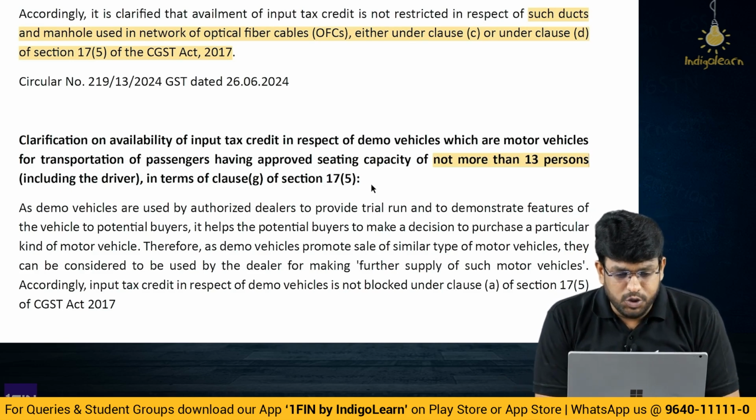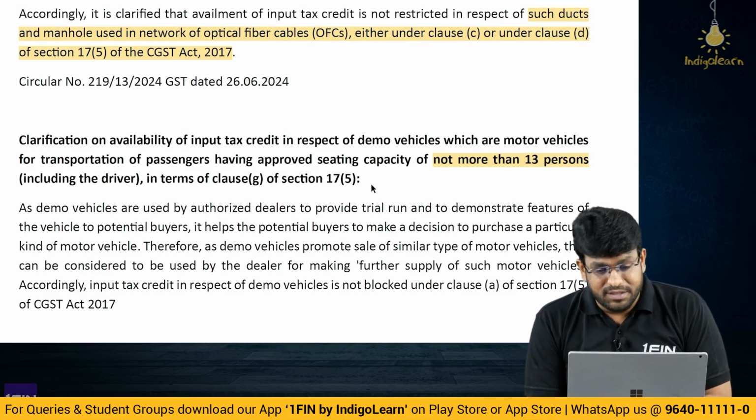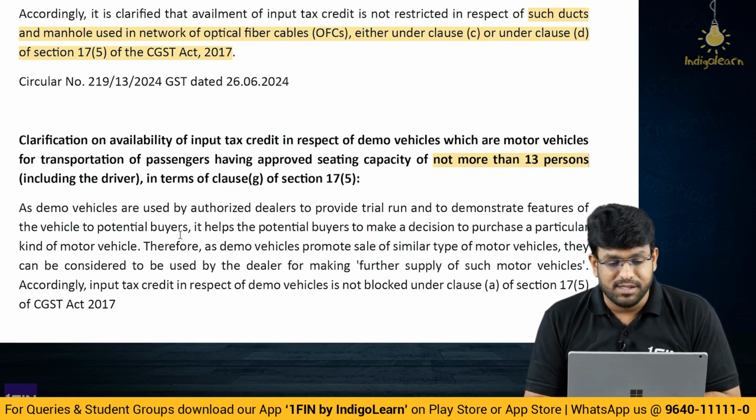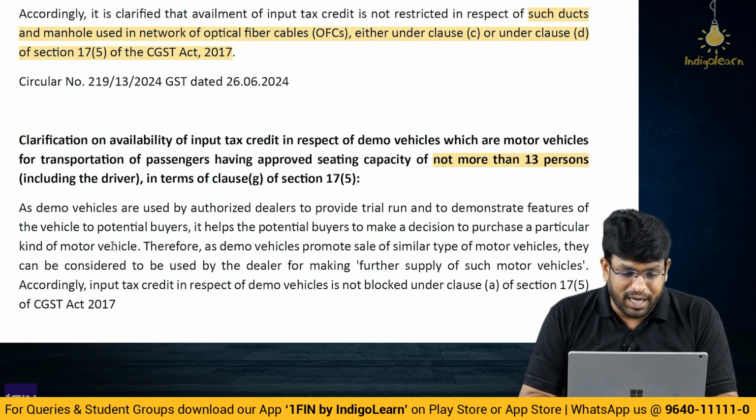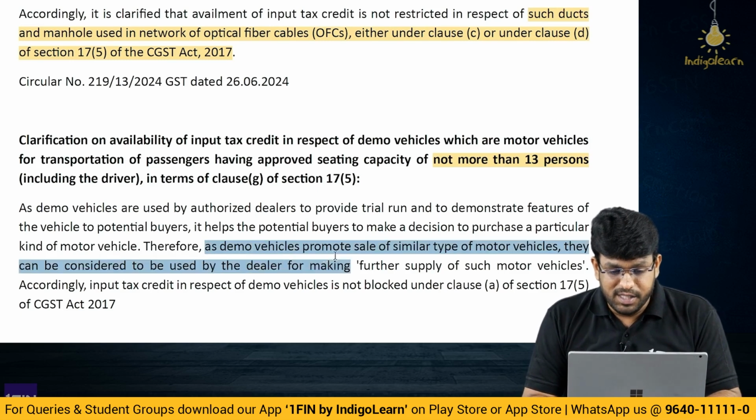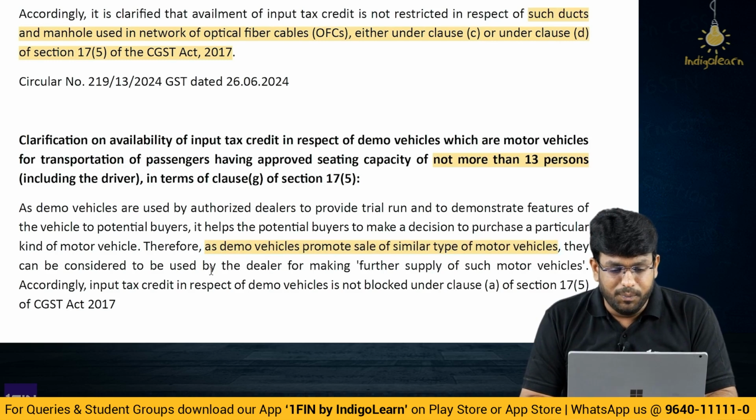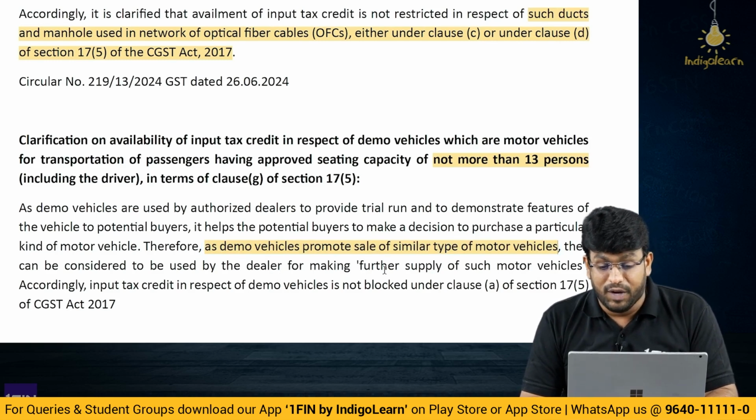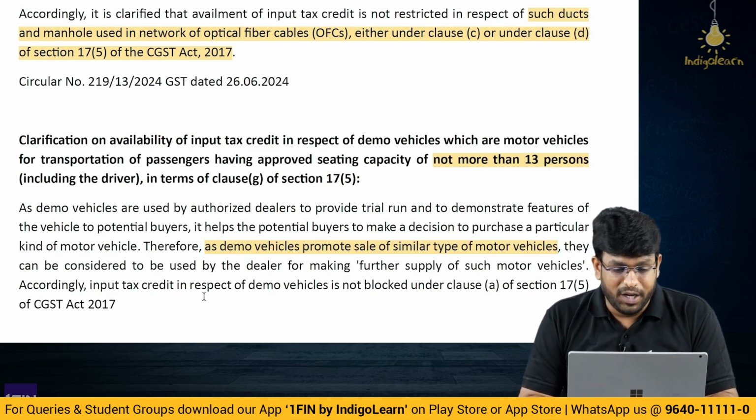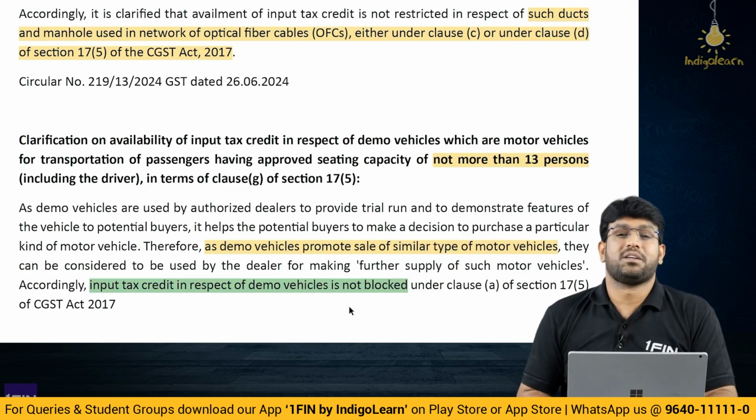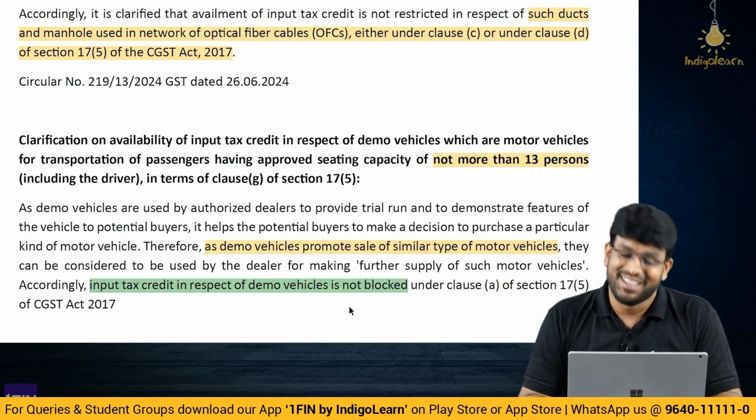As demo vehicles are used by authorized dealers to provide trial run and to demonstrate features of the vehicle to potential buyers. It helps the potential buyers to make a decision to purchase a particular kind of motor vehicle. Therefore, these demo vehicles promote sale of similar type of vehicles. They can be considered to be used by the dealer for making further supply of such motor vehicle. And accordingly, input tax credit for demo vehicle is not blocked. A very interesting point. Clear, friends? Next.